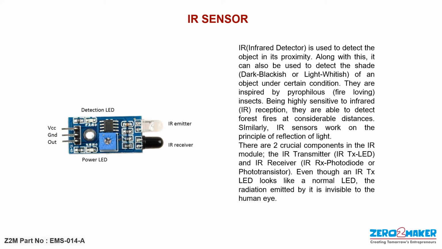Now IR sensor. IR means infrared detection. It is used to detect the shade of an object under certain conditions. There are two LEDs, TX and RX. The IR which is emitted is received by the IR receiver, then the circuit is closed. The radiation emitted by it is invisible to the human eyes.